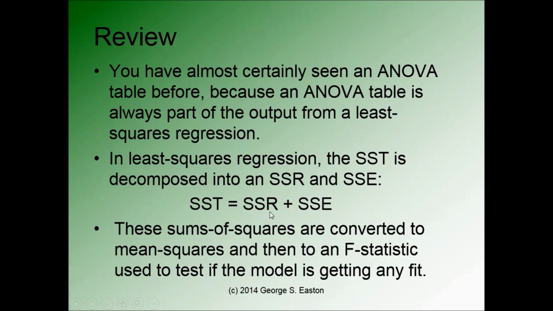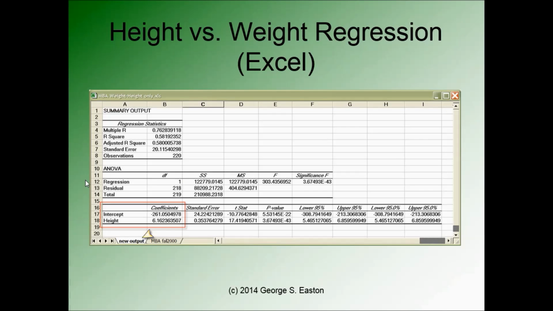Sometimes this sum of squares regression, the SSR, is called SSM for sum of squares model or something similar. But the basic idea is that you are decomposing the total sum of squares into a sum of squares that is fit by the regression plus a sum of squares which corresponds to the error. In regression, these sums of squares are then converted into mean squares by dividing by their degrees of freedom, and then into an F statistic, and this F statistic is used to test if the model is getting any fit.